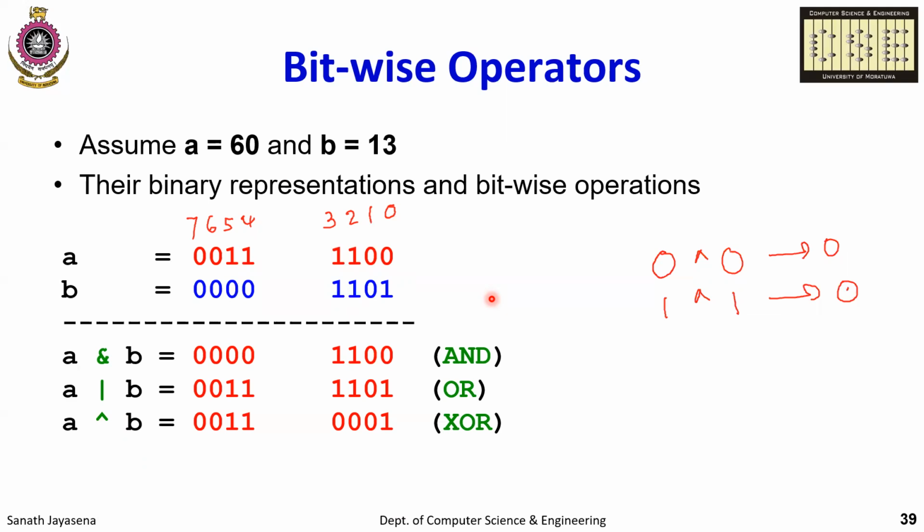Now, in the case of the normal OR operation, say 1 or 1, the result is 1. Here you can see that 1 and 1, the result is also 1. Because what we are saying is, for the OR operation at least one operand needs to be 1, then the overall result is 1. So when both are 1 also, the overall result is 1.